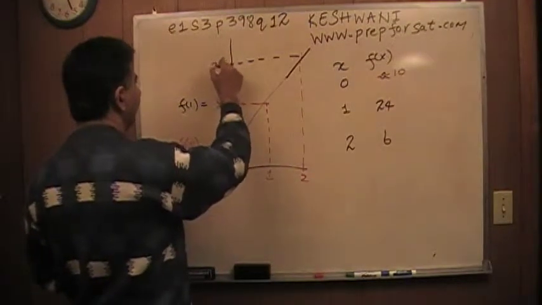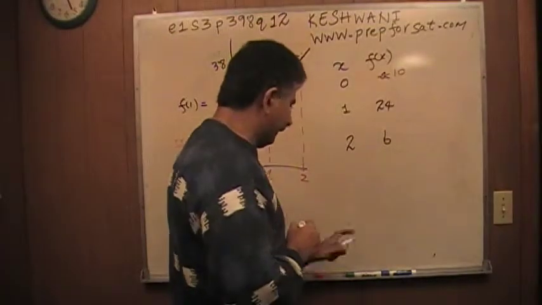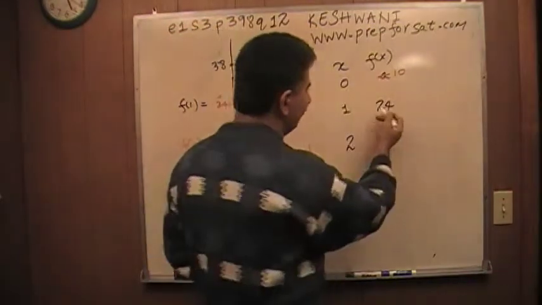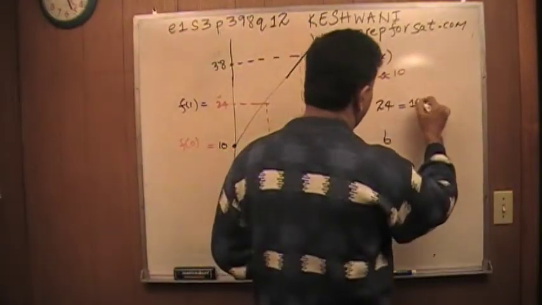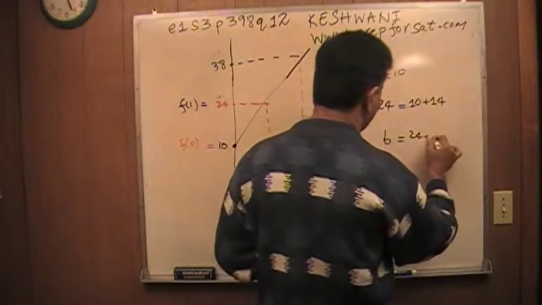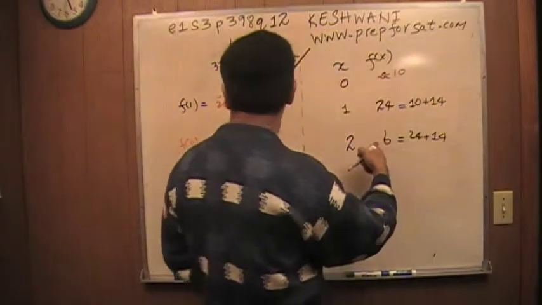So this guy is 38. If I start with the value of the function being 10 when x is 0, then this is 10 plus 14, and the next guy is going to be 24 plus 14. 24, and this guy becomes 38.